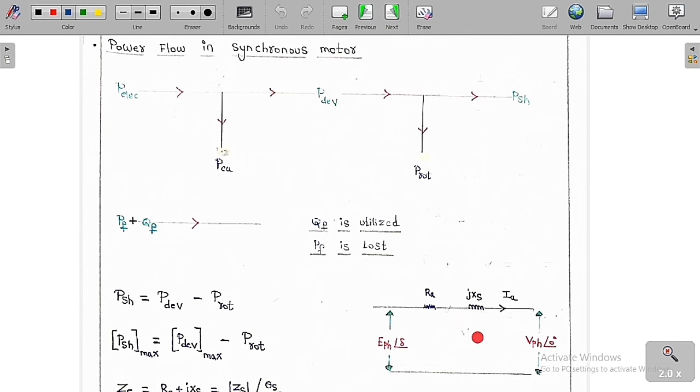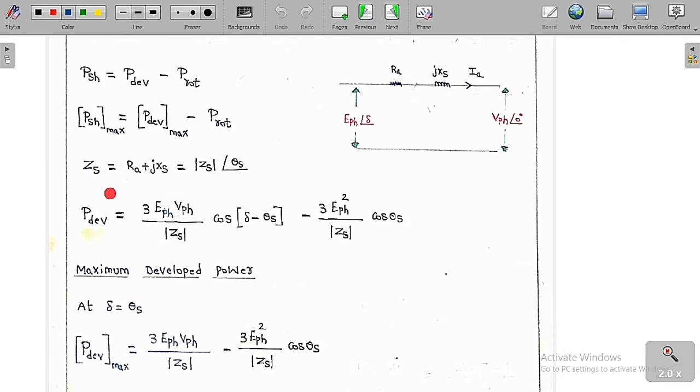I already told you this is the diagram for a synchronous generator. This is the phase voltage, the EMF induced per phase, and this is the terminal voltage, and this is RA and jXS. So now ZS is equal to RA plus jXS is equal to mod of ZS at an angle of theta s. Then what is the power developed? Actually this has to be reversed. This is actually V and this is actually E.